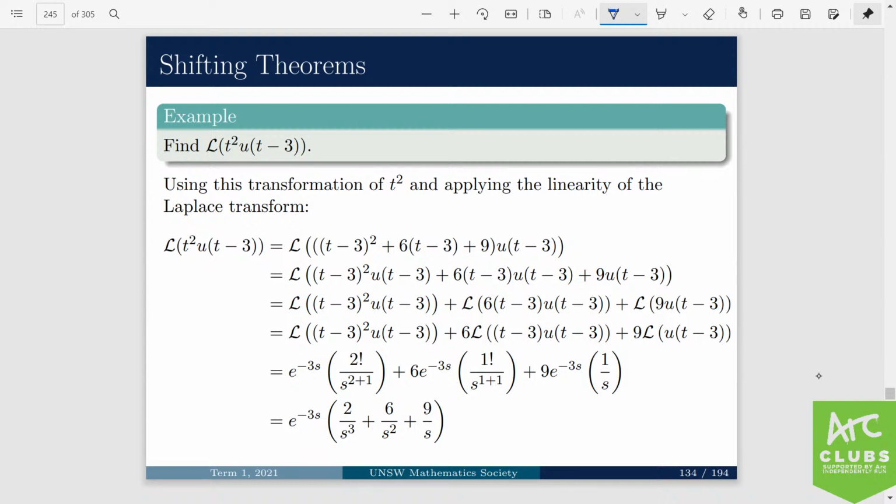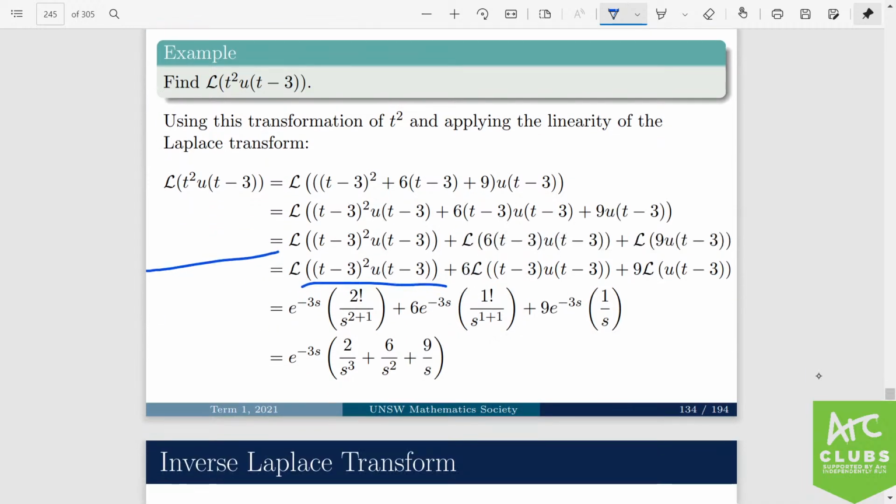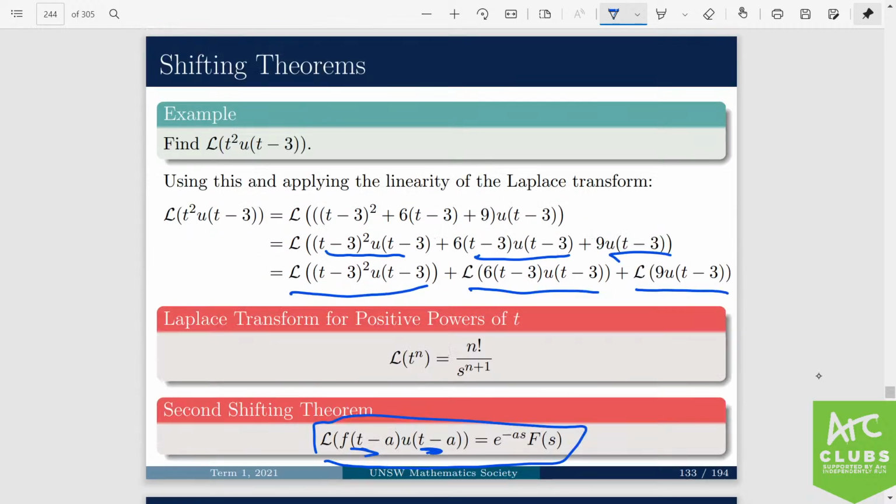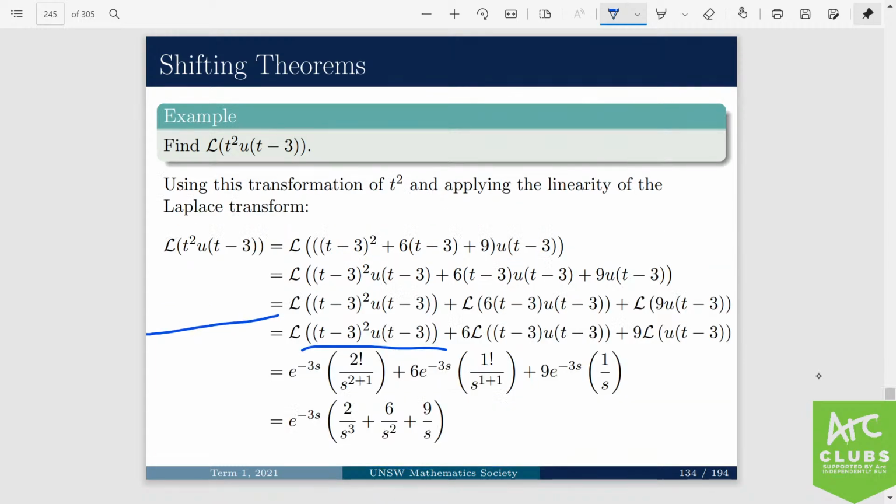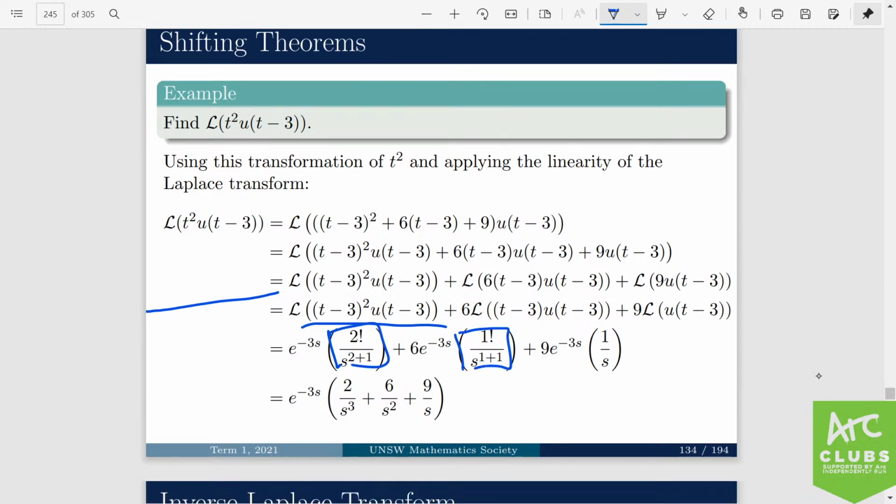up to here was on the last slide already, and then I just took the constants out. So looking at the first term, we got t squared, so then n is 2, so that's 2 factorial over s to the power of 2 plus 1. And we can see here 2 factorial, s to the power of 2 plus 1. Then this is t to the 1, so that gives us 1 factorial, 1 plus 1. And then you can think of this as t to the 0, or I think there's one on the table that works for just 1. So you substitute those in.